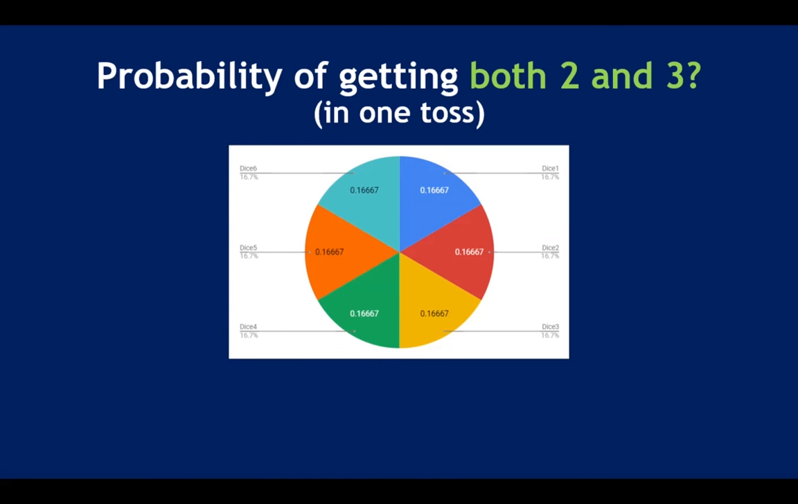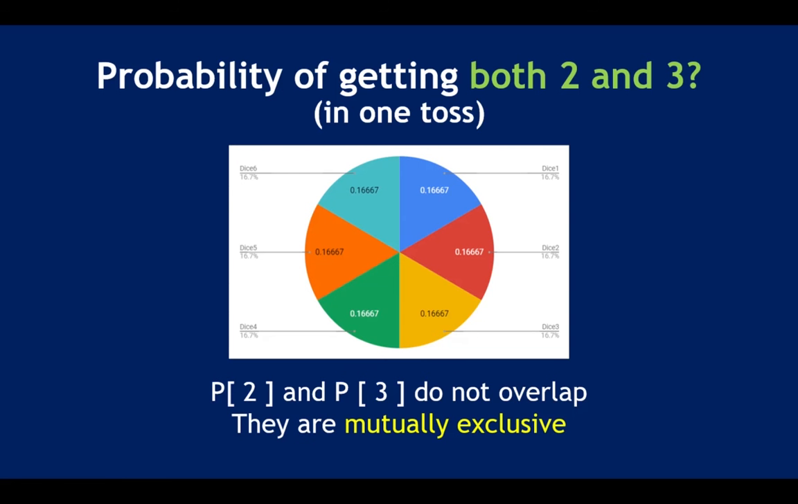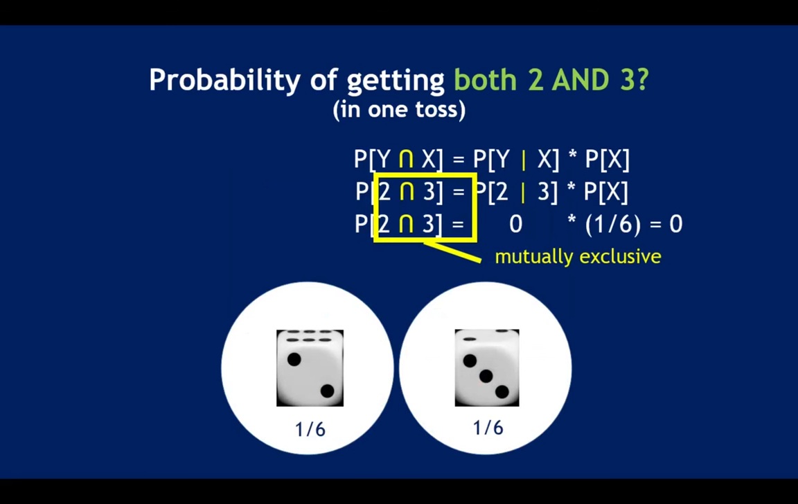However, you could see that these events are mutually exclusive in one toss. When you get 2, you will not get 3. When you get 3, you will not get 2. And when you're looking at this pie chart, you will see that none of these events overlap. So, in other words, they're mutually exclusive. So for the probability of getting both 2 and 3 using the rule over here, you will see that no matter what rule you apply, you will get a 0 because the probability of getting 2 given 3 is 0.